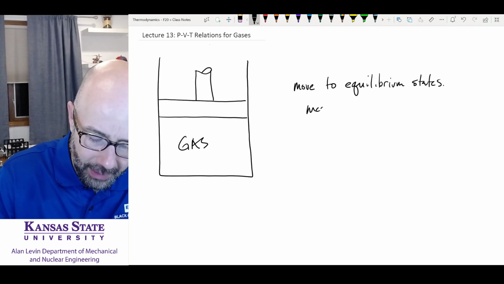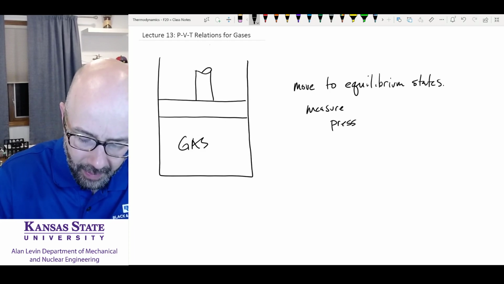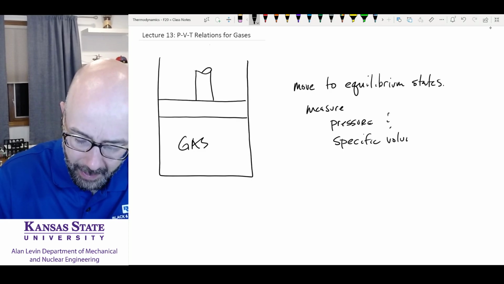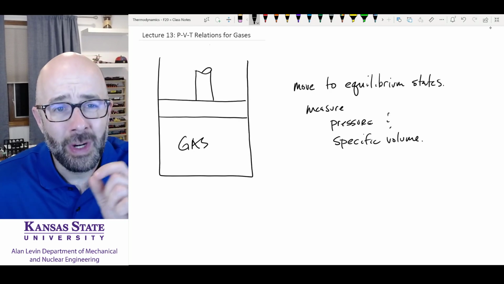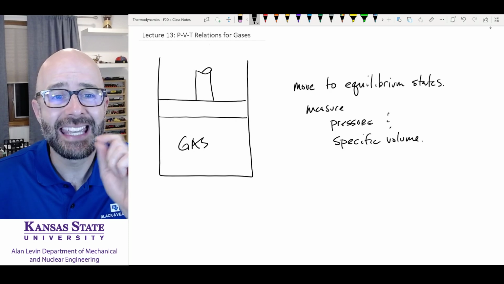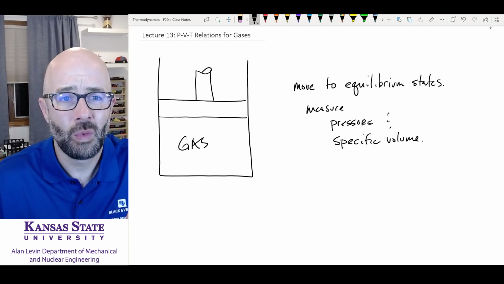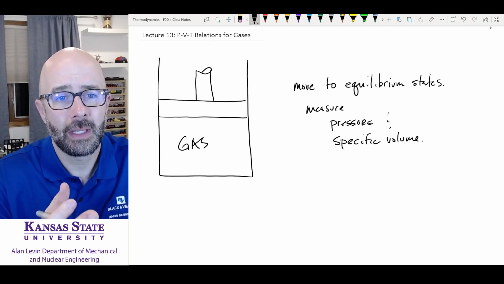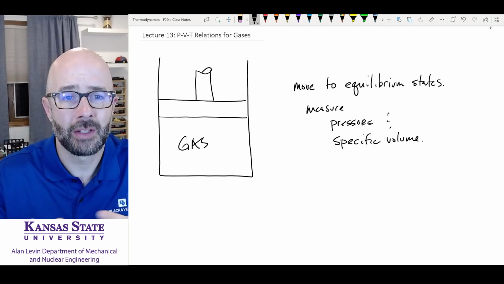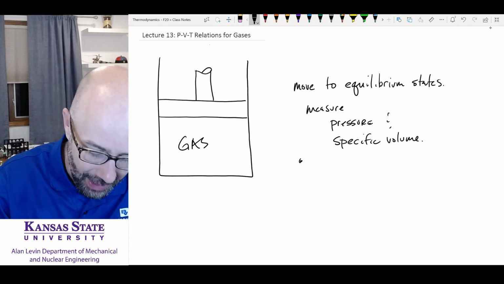So what we're going to do here is move it, and we're going to measure two things: pressure and specific volume. And we're going to do that at a constant temperature. So every time we do this, we want to keep the temperature of that gas constant. We can do that. We can add some heat to it to make the temperature constant, or we can remove some heat to keep the temperature constant. So at constant temperature.